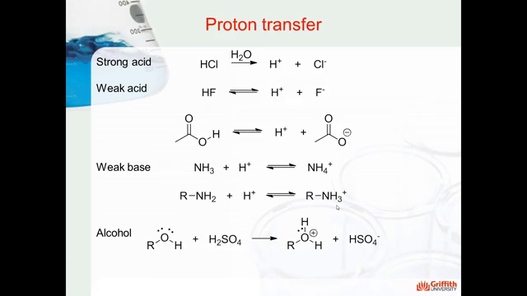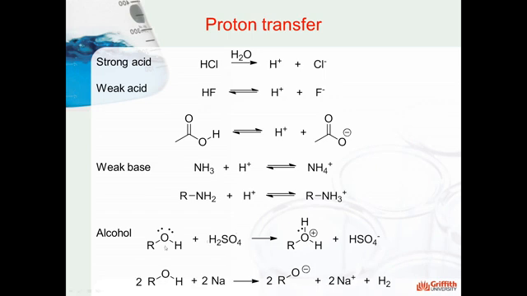Alcohols are also able to participate in proton transfer reactions. So alcohols can accept a proton from a strong acid, so we've got here sulfuric acid, which can donate a proton. The alcohol can accept a proton and form the alkonium ion, so a positive charge there on the oxygen.